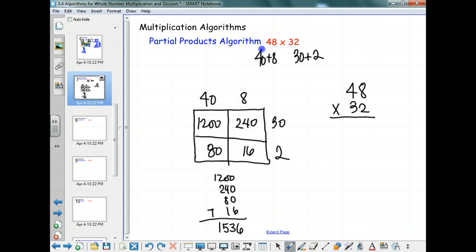The other thing that happens with the standard algorithm that's not quite so friendly, and you probably haven't thought about it in years, is the fact that when you do this, you do 2 times 8 is 16. You write a 6 down and you carry a 1, correct? Okay. And then you do 2 times 4 is 8. And then what do you do? Add the 1. So what did you do? You did multiplication and addition all at the same time. Didn't you?